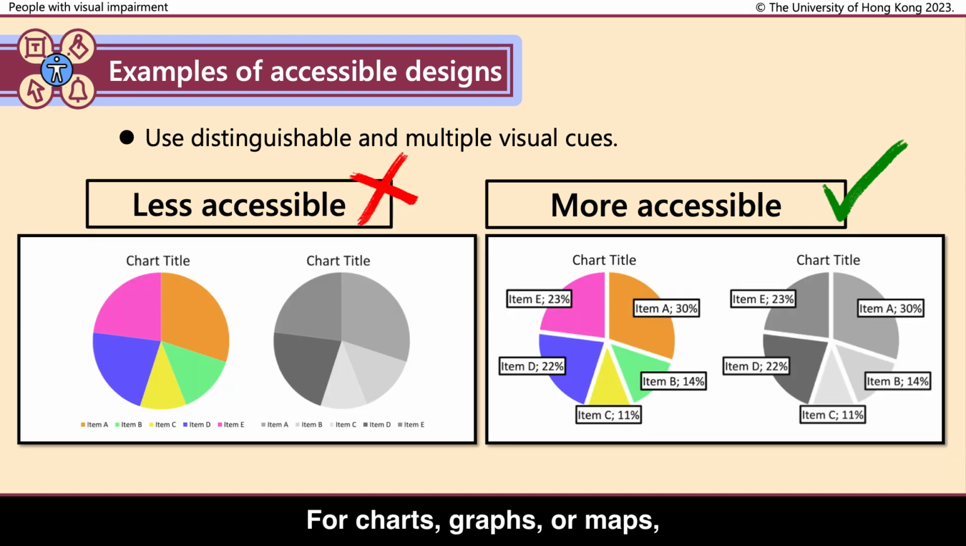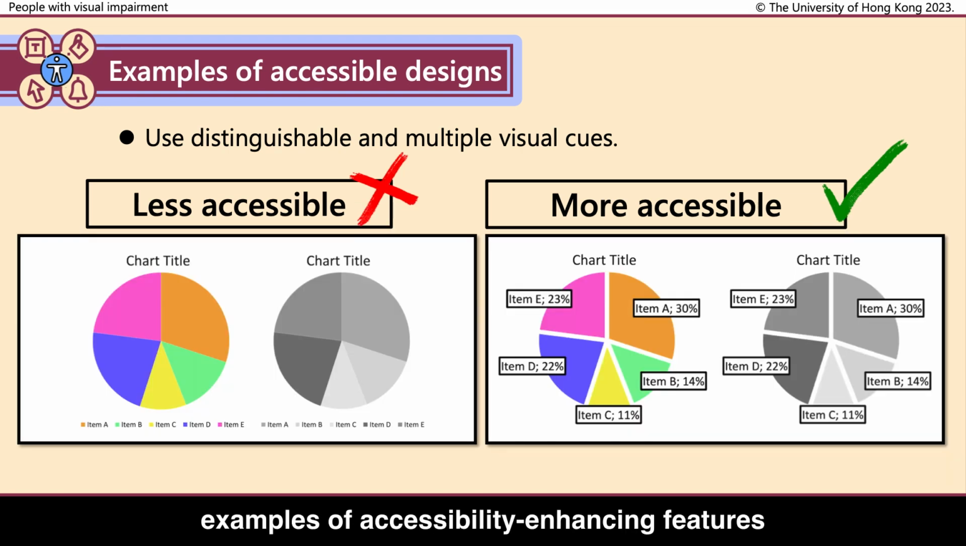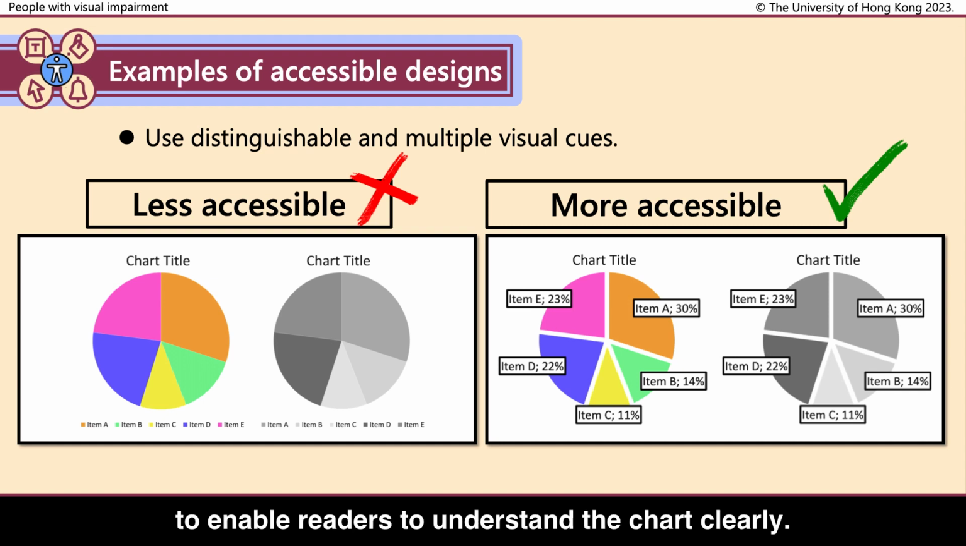For charts, graphs, or maps, examples of accessibility enhancing features include color, clearer borders, pattern fill, line style, such as solid or dotted lines, data labels, text description, and legends. For example, use color, pattern, and text labels to identify each section. Put the text labels near or directly on the corresponding pie section to enable readers to understand the chart clearly. Do not put all of the text labels below the chart.